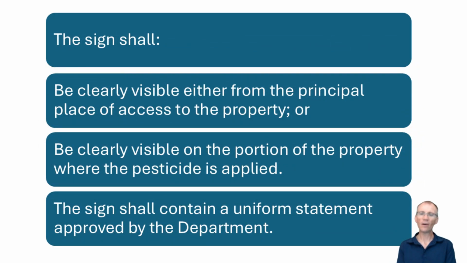The sign shall be clearly visible either from the principal place of access to the property or be clearly visible on the portion of the property where the pesticide is applied. The sign shall contain a uniform statement approved by the department.